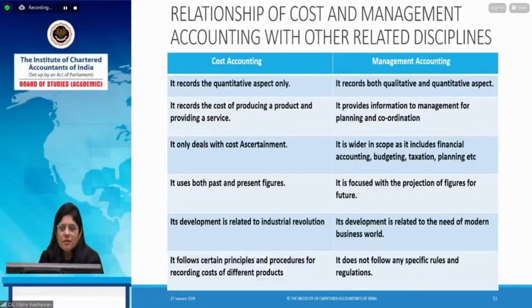Cost accounting follows certain principles and procedures for recording cost. Management accounting does not follow any specific rules. All right. So costing is basically more quantitative. It's based on past standards, and we try to achieve them in the present. Management accounting is both qualitative and quantitative, and it is more focused on projections about the future.